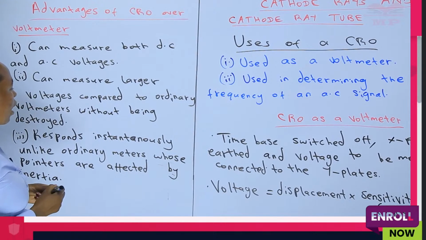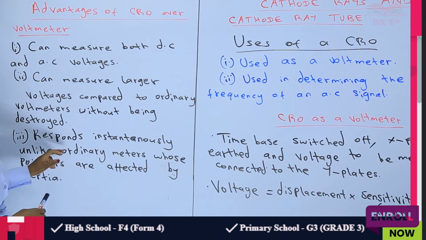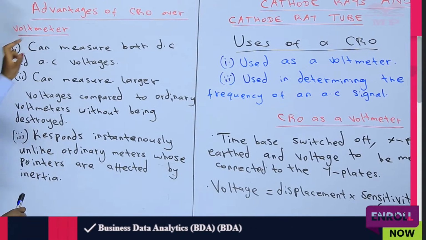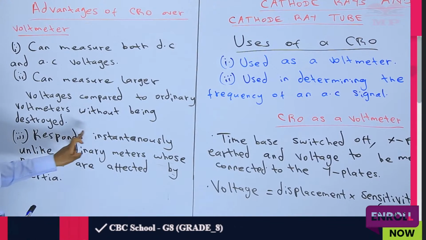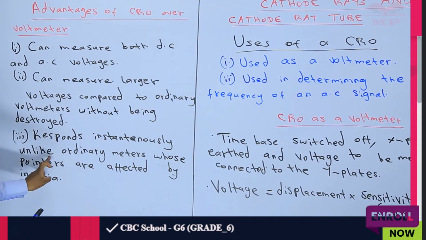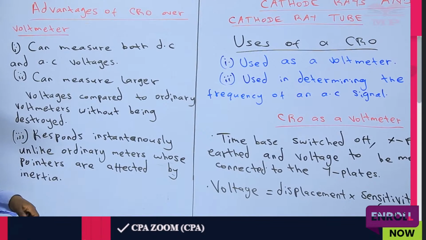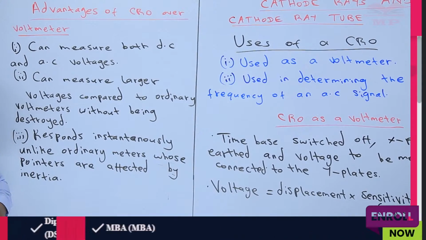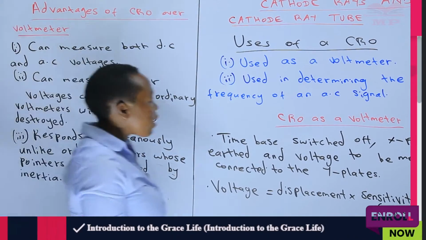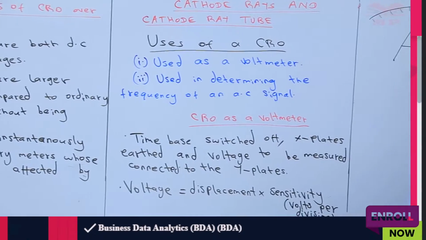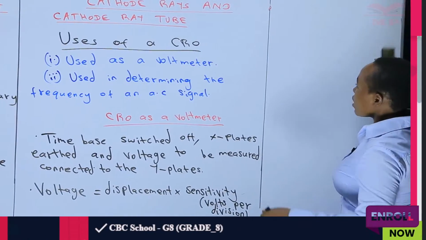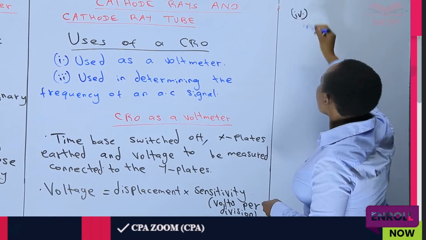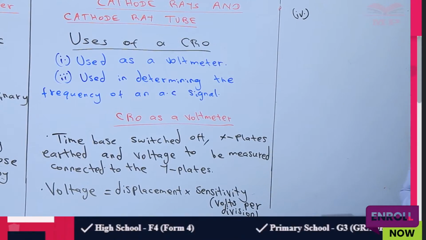So they will swing about the point before they show the actual reading. But a CRO will respond instantaneously, unlike the ordinary meters, whose pointers are affected by inertia. Then, another advantage of the CRO over ordinary meters, advantage number 4, is that the CRO has a very high resistance.